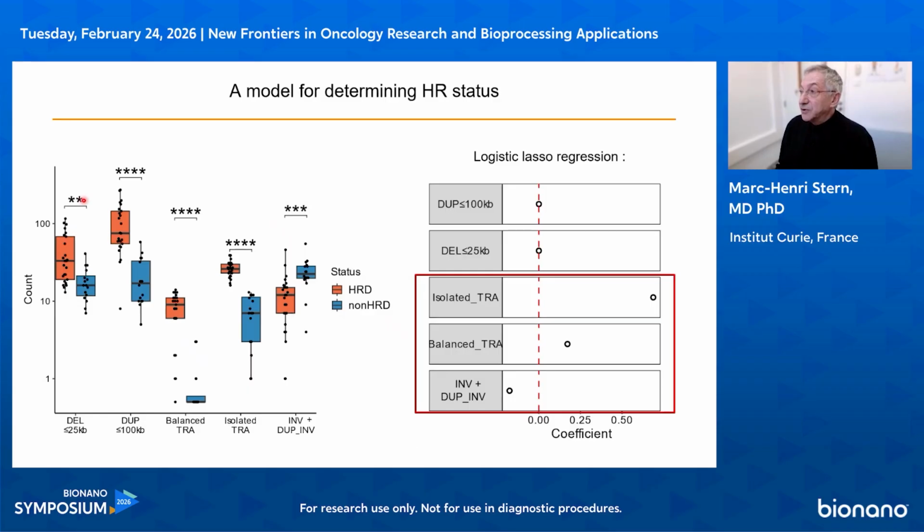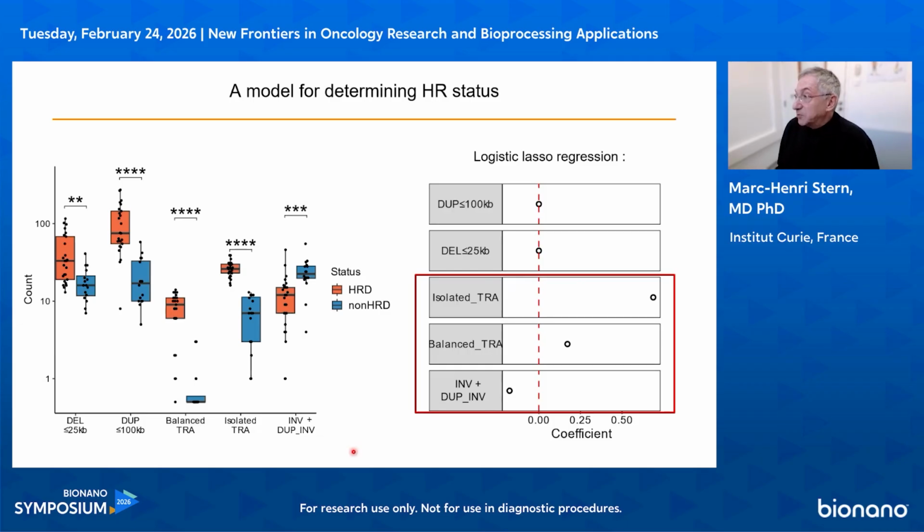In total, we found 5 types of structural variants: deletion, duplication, balanced translocation, isolated translocation, and DUP-INV as differential between HRD and non-HRD. We decided to construct a model for determining HRD status using logistic lasso regression. The model retains only 3 key features: isolated translocation, balanced translocation, and DUP-INV events.